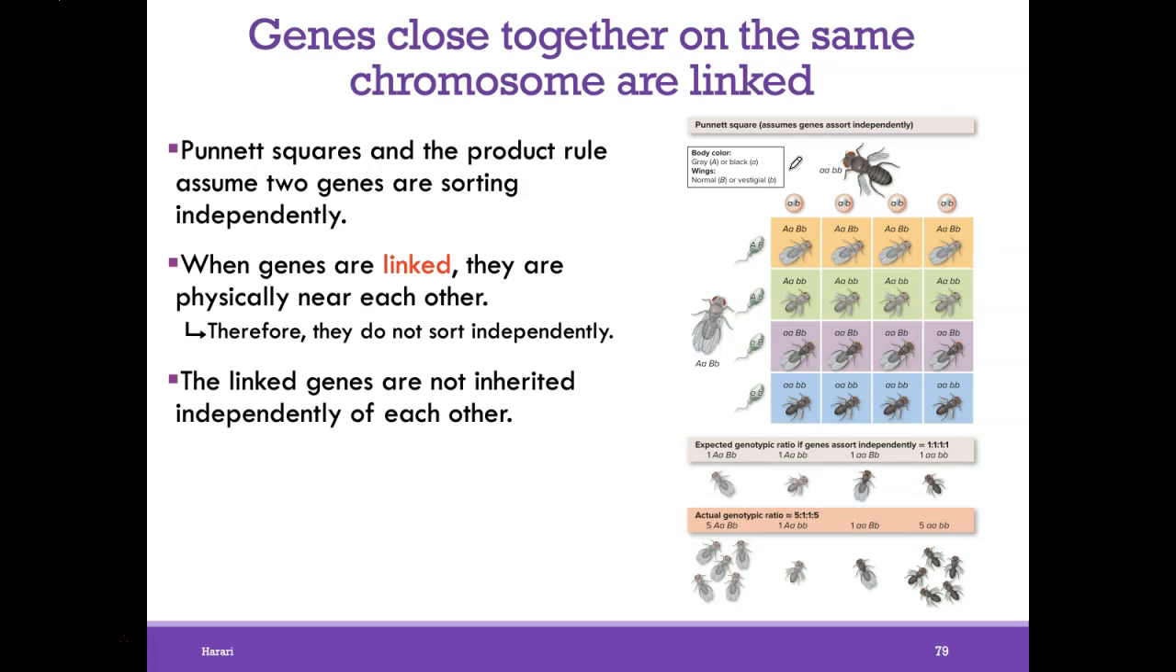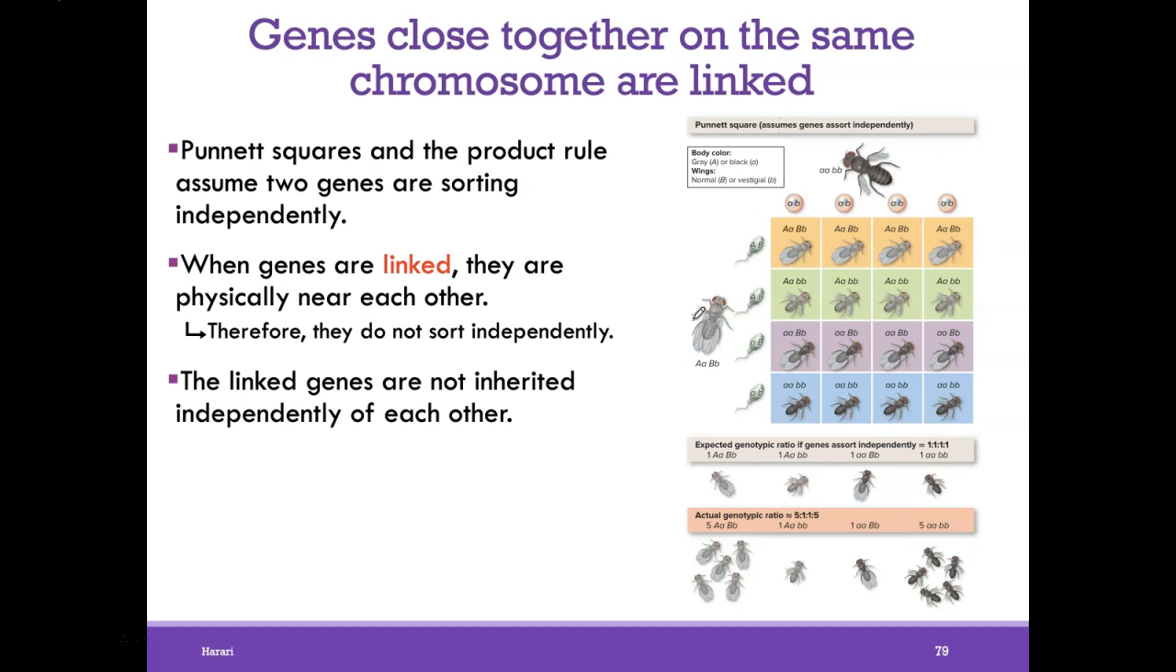Thomas Hunt Morgan at Columbia in the 1900s studied a pair of traits in Drosophila, which is fruit flies. He looked at body color and wings. And he took a homozygous recessive fly with a heterozygote. And normally you would expect a 1:1:1:1 ratio of all these different combinations if the genes assorted independently. But what he saw was that most of them were either heterozygotes or homozygous recessive. So the two genes, the gene for body color and wings, were likely inherited together.